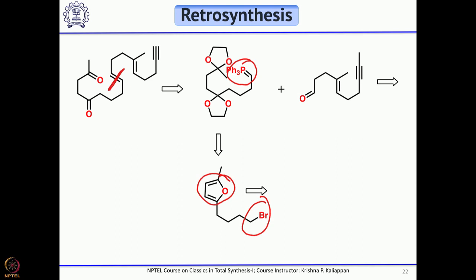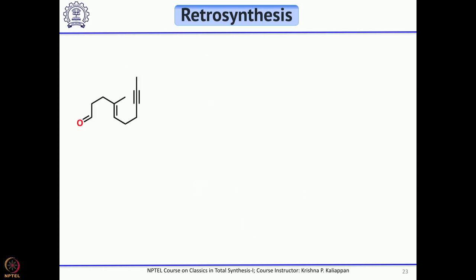Then the other aldehyde can be obtained by Claisen rearrangement. And before that, this can be easily obtained from 2-methyl furan, and then you generate the lithio species and conjugate with this 1,4 dibromo compound. The other aldehyde can be easily prepared. If you look at this aldehyde, it is alpha, beta, gamma, delta.